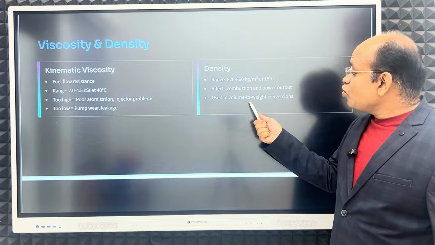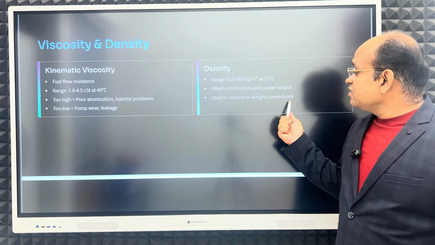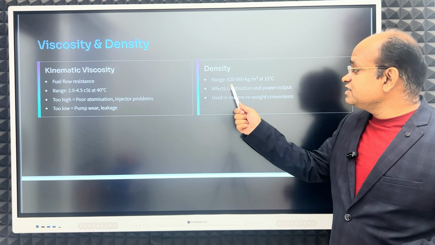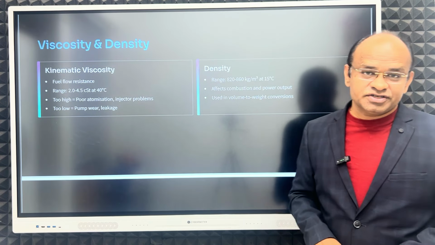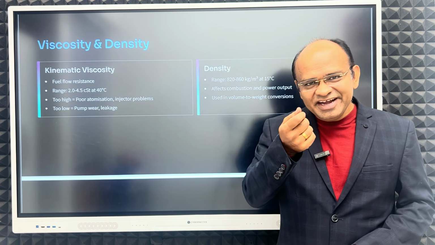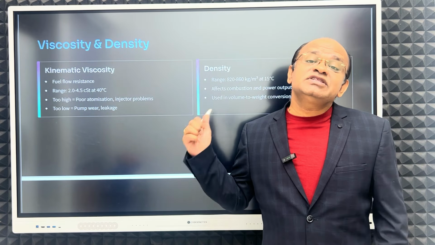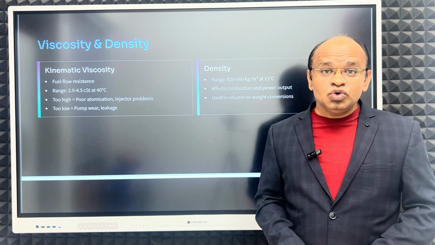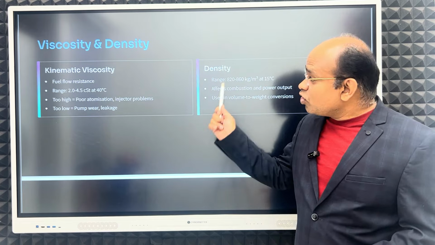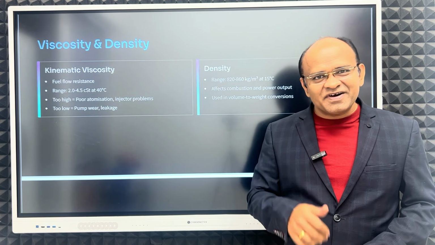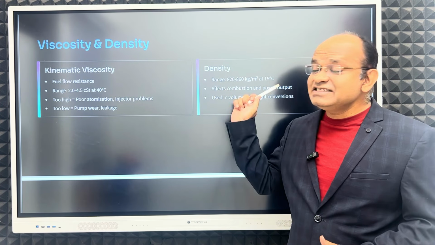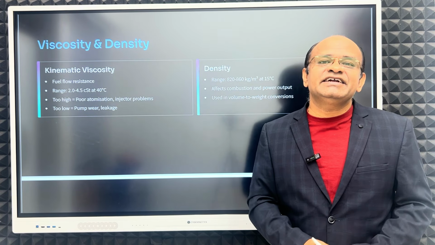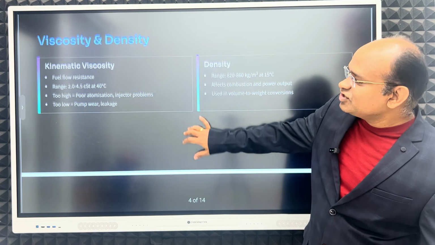Density is used in volume to weight conversion. And weight means money. So this is very much important. It should be as per this. Otherwise, you are purchasing low quality fuel at a higher price. That is why density is very much important, and they indicate it on petrol stations.